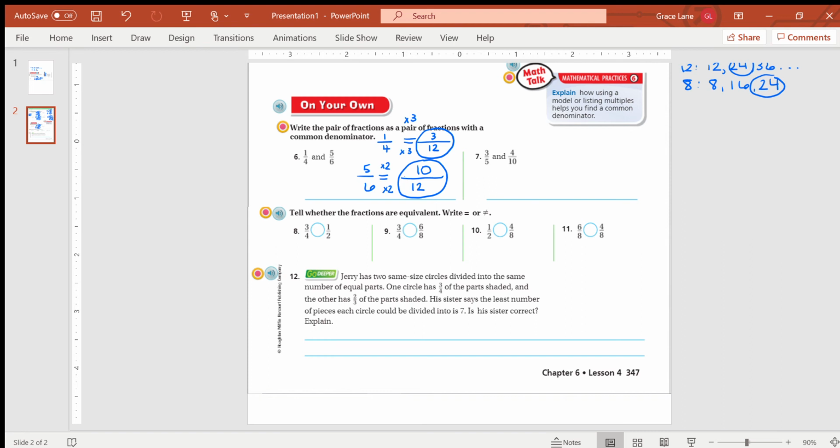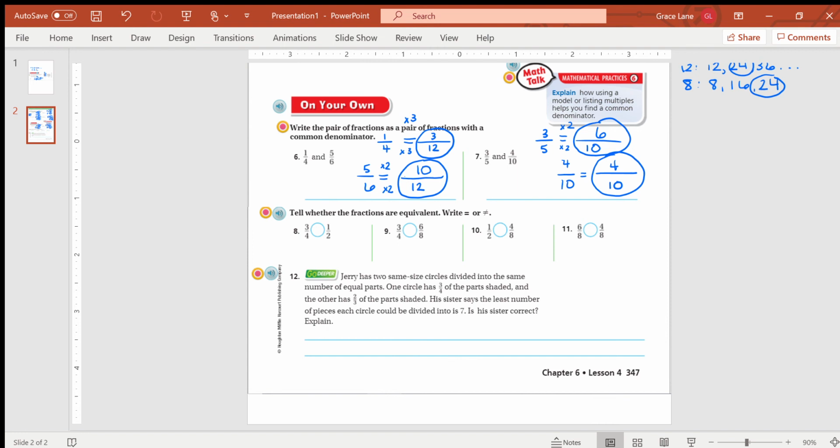Alright, go ahead and try 7. You have 3/5 and 4/10. Alright, I know a multiple of 5 is 10 because you count by 5s, 5, 10, 15, 20. So if you change the denominator to 10, on the first fraction you did times 2, so you get 6/10. But on the other one, it's already in tenths, so you don't need to change anything at all. So you have 6/10 and 4/10.